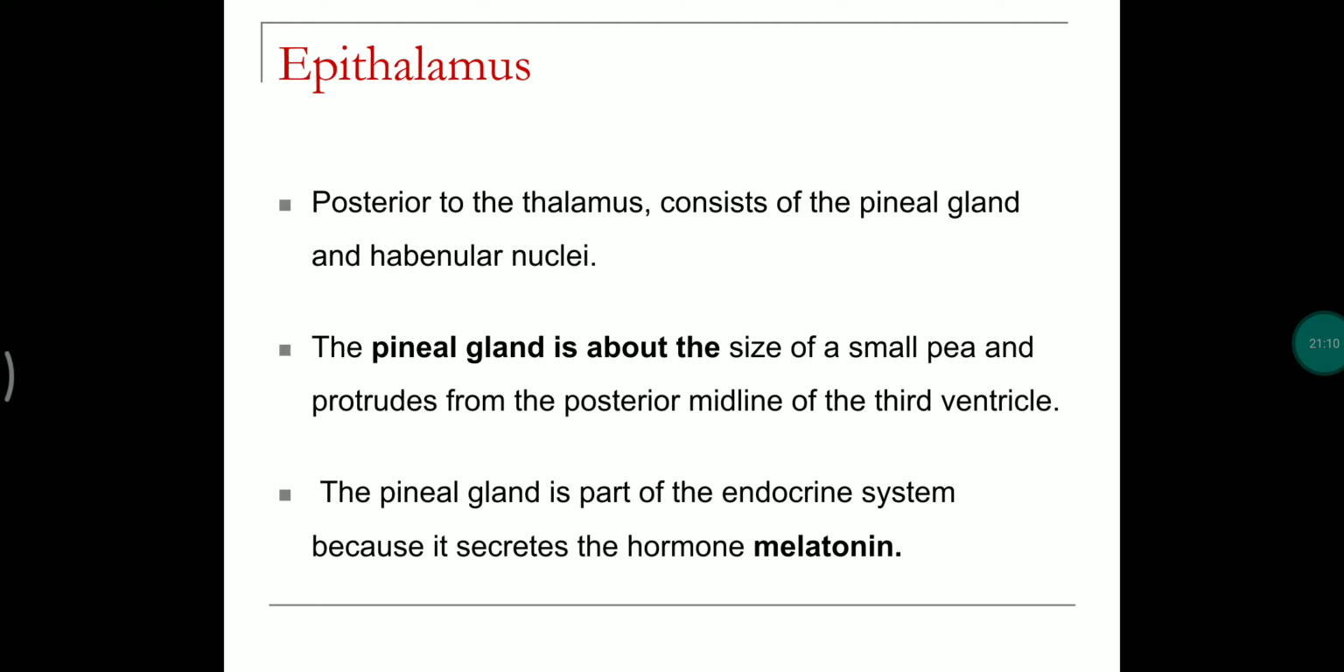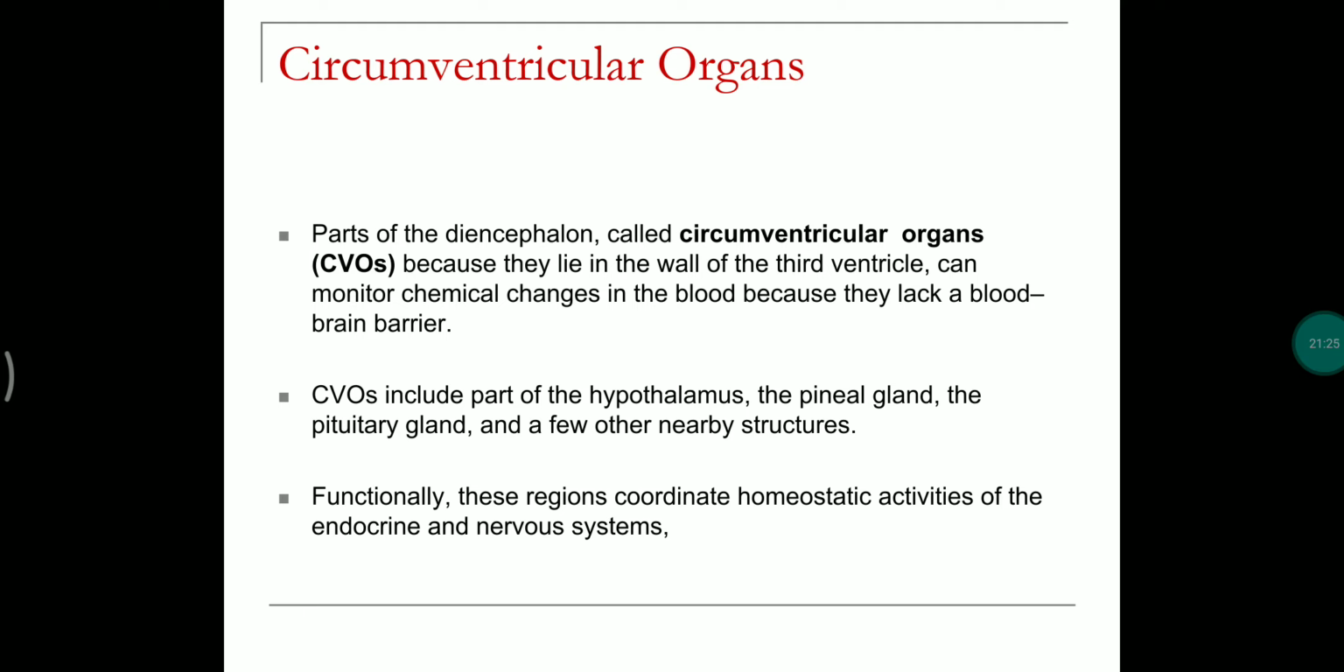Epithalamus. The epithalamus is the superior part of the thalamic structure, posterior to the thalamus, and consists of the pineal gland. The pineal gland is about a pea-sized structure which helps in the secretion of melatonin. And circumventricular organs. Circumventricular organs are parts of the diencephalon. Altogether, what we have studied till now is called circumventricular organs, which help in the maintenance and coordination of the homeostatic activities of the endocrine and nervous systems.